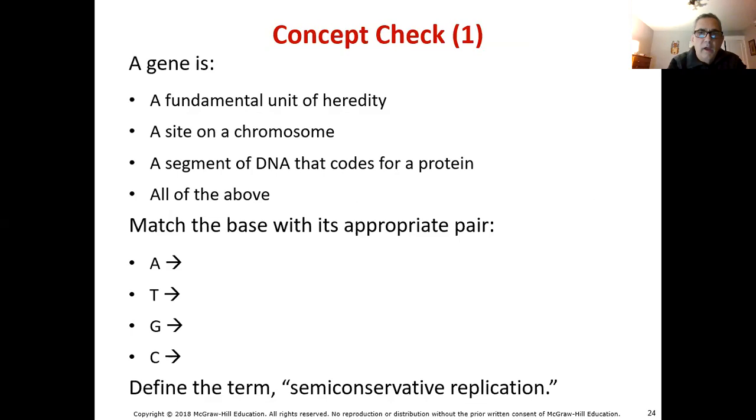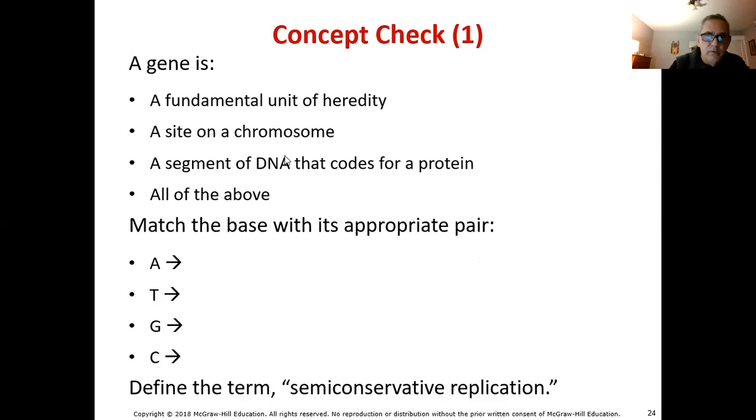The gene is a fundamental unit of heredity. It's located on a specific site on the chromosome. It's a segment of DNA that codes for a protein. So we didn't actually define all that, but all these are true. A gene is a fundamental unit of heredity, has a specific site, and it codes for a protein.